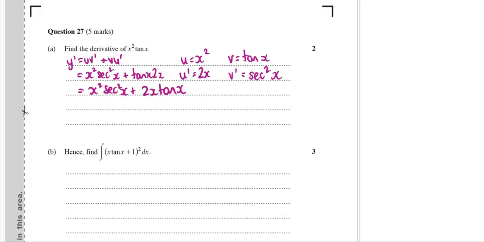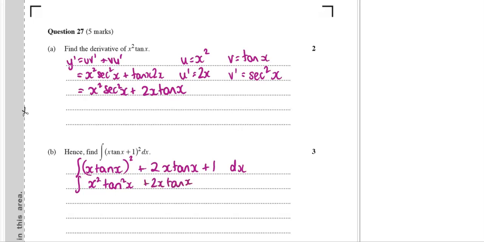Part B. Hence, find the indefinite integral of x tan x plus 1, all squared, dx. Okay, let's give that a go. The first thing I want to do is expand it out. So it's x tan x, and all of that is squared, plus 2 times the product, which is x tan x, plus 1, dx. All right, so I'm integrating x squared tan squared x plus 2x tan x plus 1 dx.